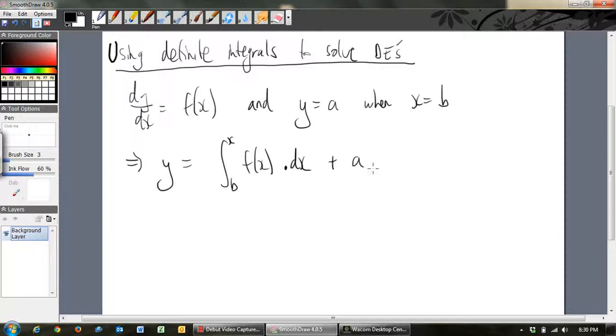In fact, this is what your calculator does when it does DE solve and that sort of thing. So this is really, really powerful, and what it will give you is y equals a function of x. That's the solution to this DE up here.